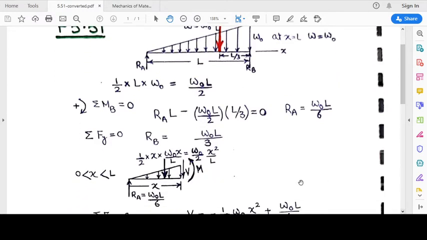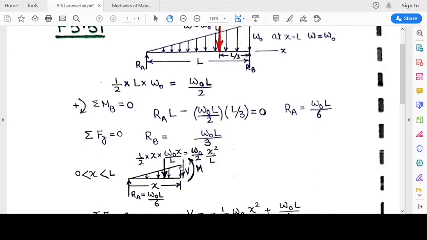Now we consider a section. Only one section is required to be considered because we just have one distributed load. So we will be considering only one section. So we take a section at a distance X from the left end. The range for this section is going to be from 0 to L. Whatever functions we get for shear force and bending moment, those functions are going to be valid from X is equal to 0 to X is equal to L, which is the length over which we have the distributed load.